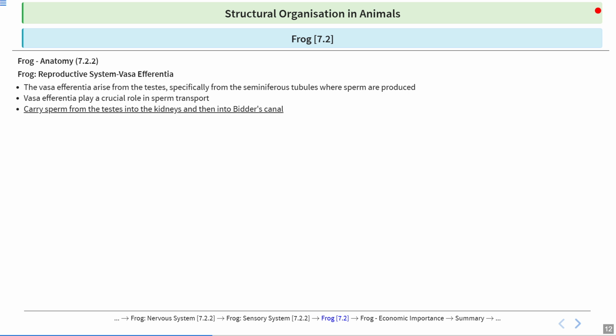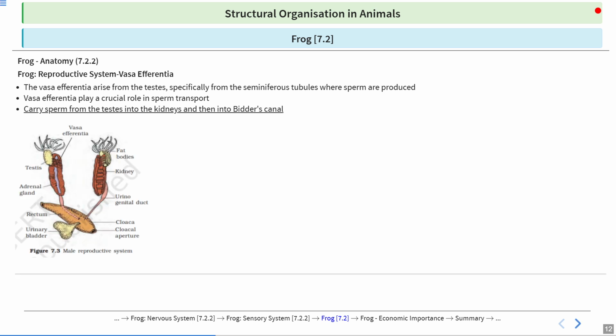Such things we do not see in the case of human. This is a very important thing that we see in the case of frog only. These features are not found in humans. They are found in the frog and some of the amphibians. So here you can see the Bidder's canal is present inside the kidney. The sperms that are produced in the testes inside the seminiferous tubules come to the vas efferentia and then enter the kidney through the Bidder's canal.